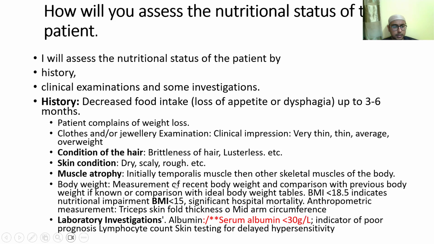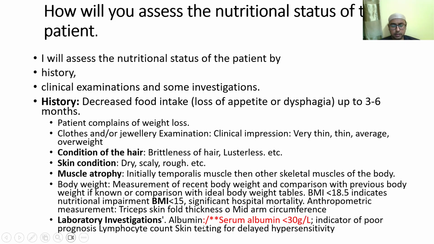Okay, the body weight, measurement of the body weight and the comparison with previous weight if known, or comparison with the ideal body weight tables, that is BMI will be less than 18.5, indicating nutritional impairment. Okay, some laboratory investigations. So you will go for albumin. Serum albumin will be less than 30 gram per liter, an indicator of poor prognosis, and lymphocyte count, skin testing for delayed hypersensitivity.